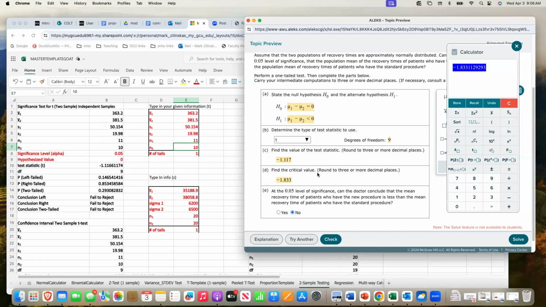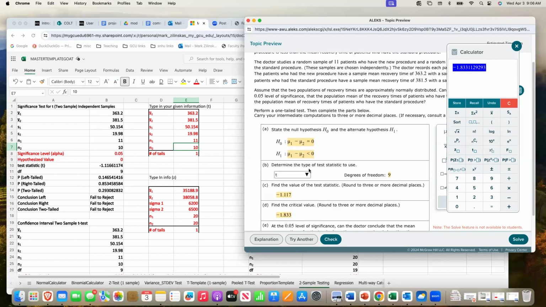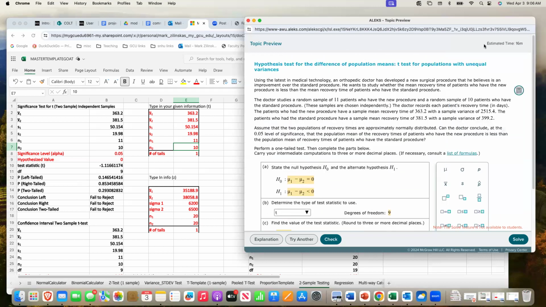So there you have it. You know, pretty straightforward. Again, we're just typing some numbers in. We just have to know where to look over here to get the output that's required to put into the appropriate spots to answer the question. All right, so there you have your, again, a hypothesis test for the difference of population means. We use the t-test because, again, we do not know what the population standard deviations are. If we did, we would use the z-test, which, again, is in the other video.